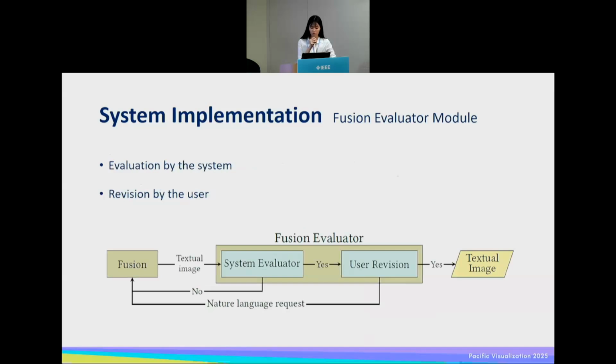After we receive our textual image, we will go to the Fusion Evaluator. Our system at first will evaluate if the text is all correct and within the image boundary. If it is, then we will send it to our user. And if it is not, we will send it back to Fusion. And now, because it is a multimodal large language model, when users want to modify the image, they can just directly input a natural language request. They don't need to use any code or any specific technique. And our system can just modify it, as we can see in our results later.